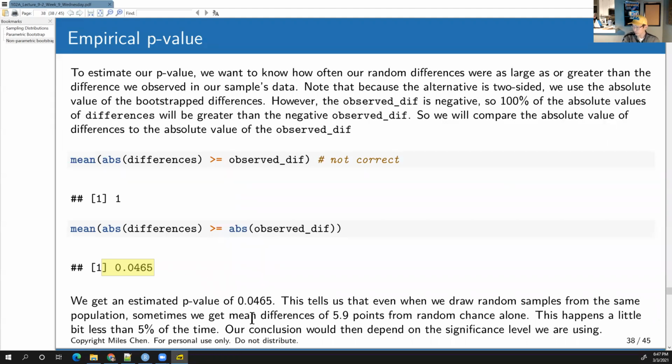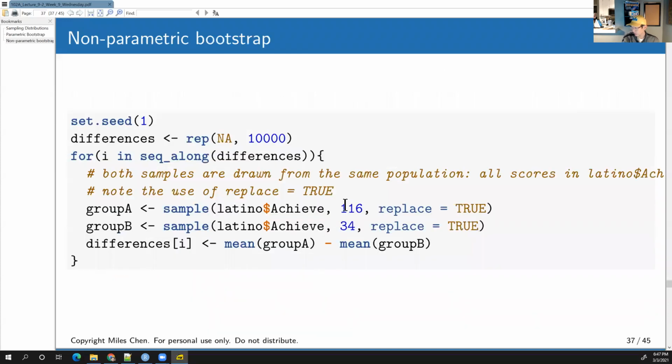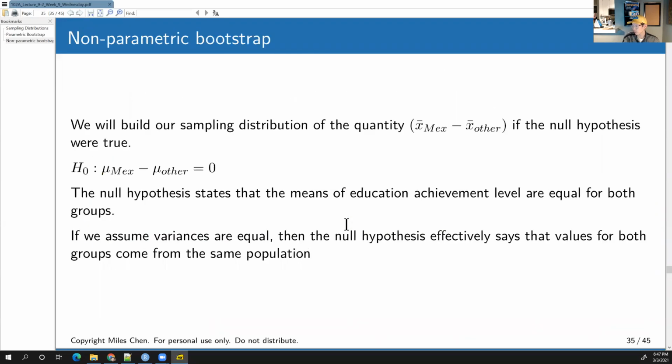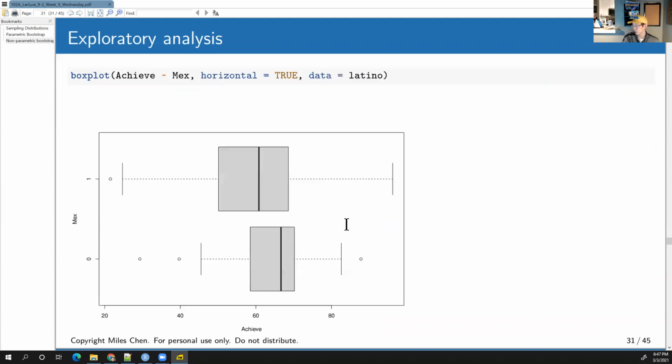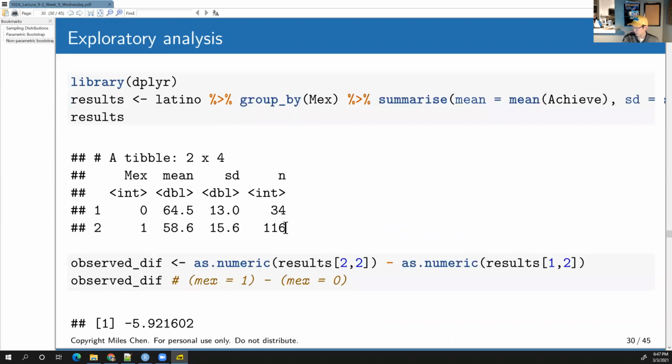Okay, the reason why I have 116 here and 34 here is because I'm trying to match the size of my two samples when I summarized my data. When I summarized my data, I have 150 people total. 116 of them came from Mexico. 34 of them came from other Latin American countries. So that's why I had the split of 116 and 34.